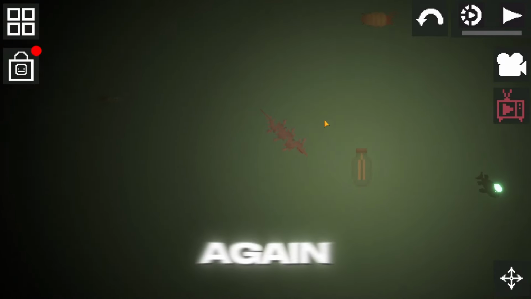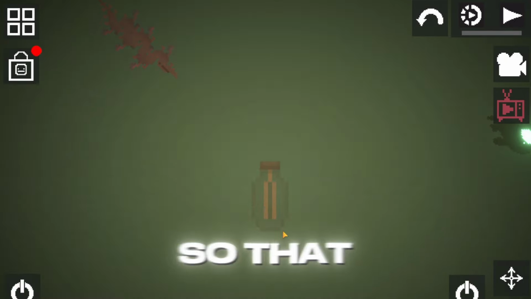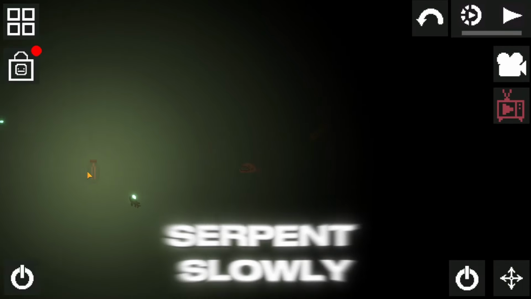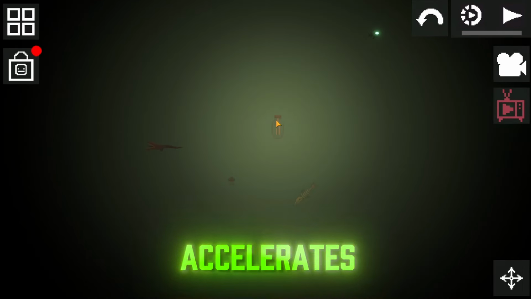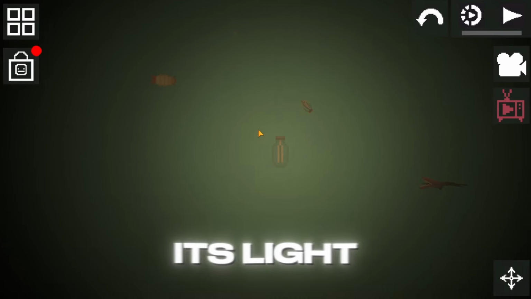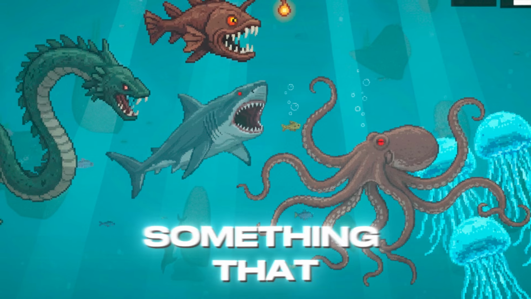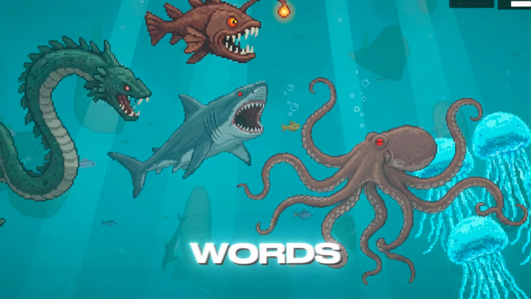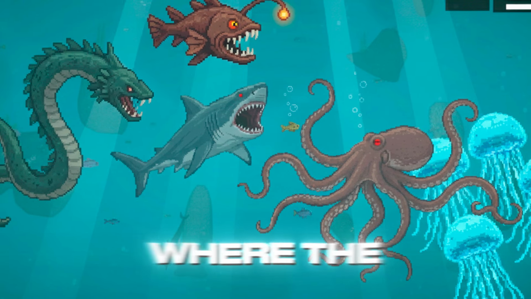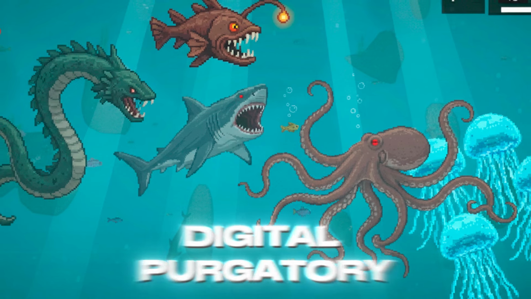Look at the jellyfish again. They pulsate to the rhythm of your heartbeat, synchronizing with you so that they can strike precisely at the right moment. The sea serpent slowly contracts its rings, the shark accelerates, the octopus prepares to grab, and the anglerfish extinguishes its light, leaving you in absolute darkness, alone with something that cannot be described in words. This is the true theory of the infinite ocean, a place where the game ceases to be a game and becomes your personal digital purgatory.